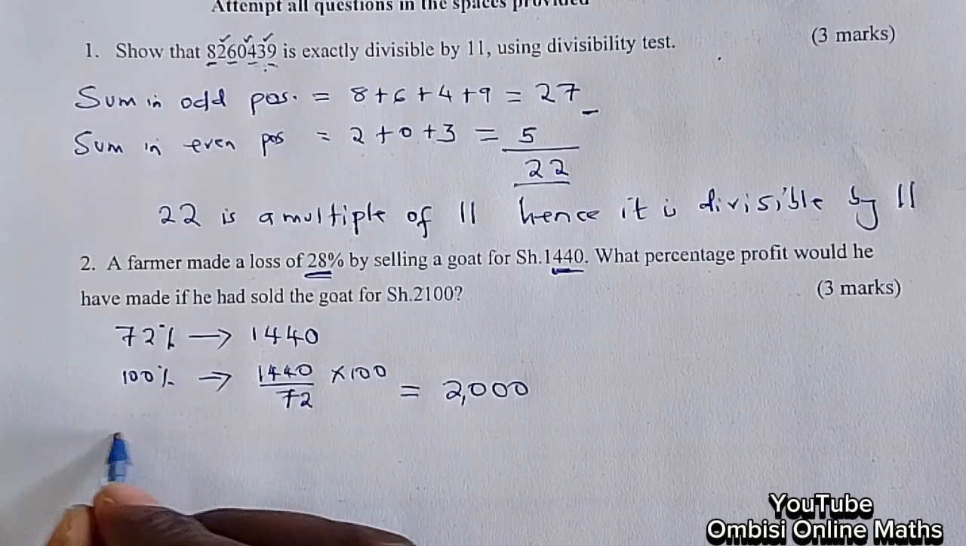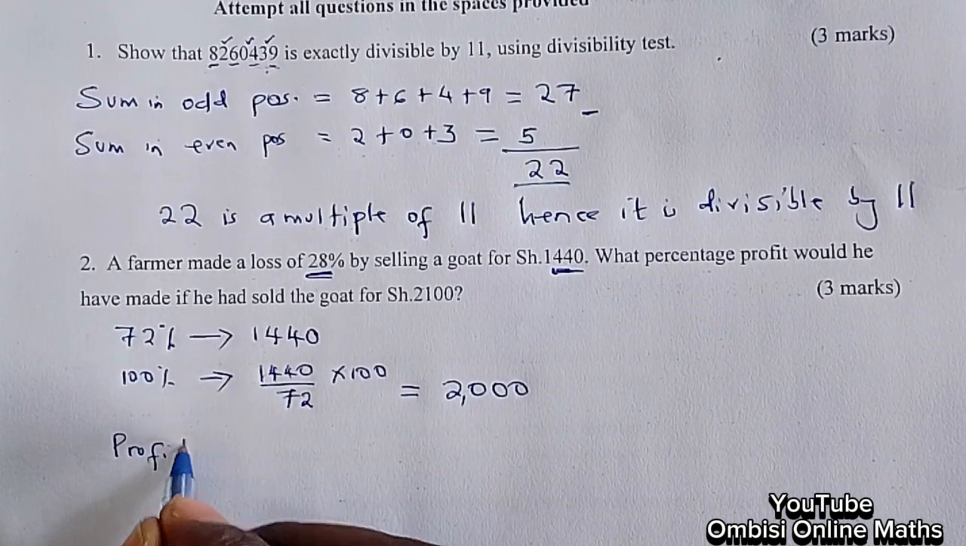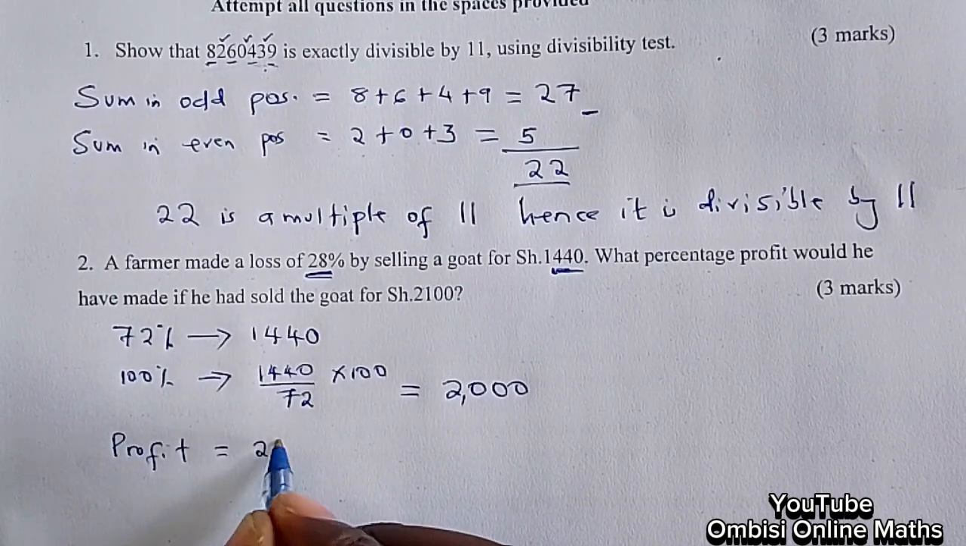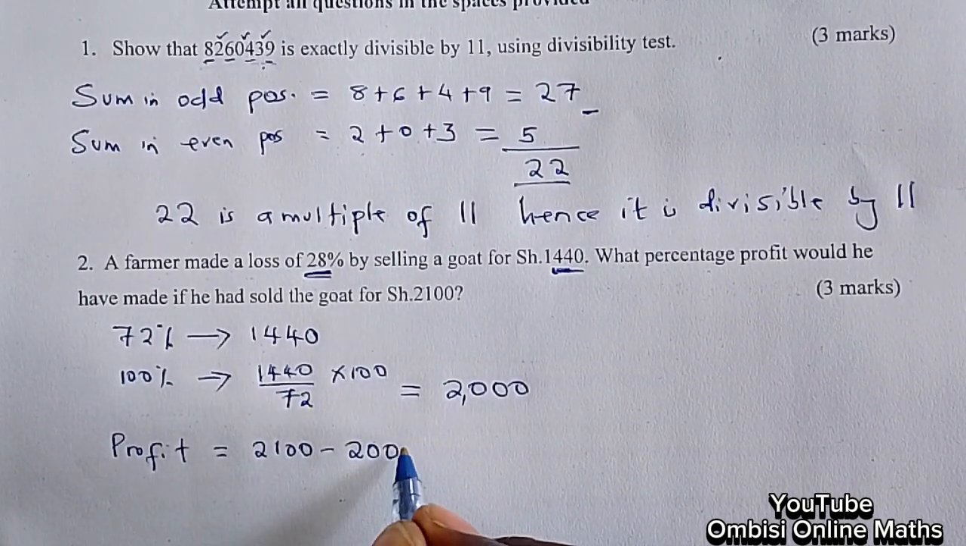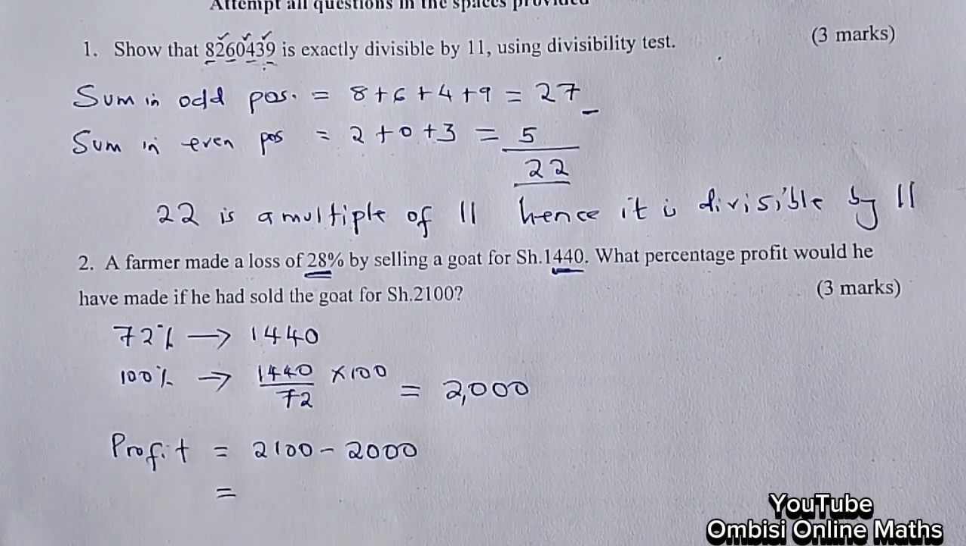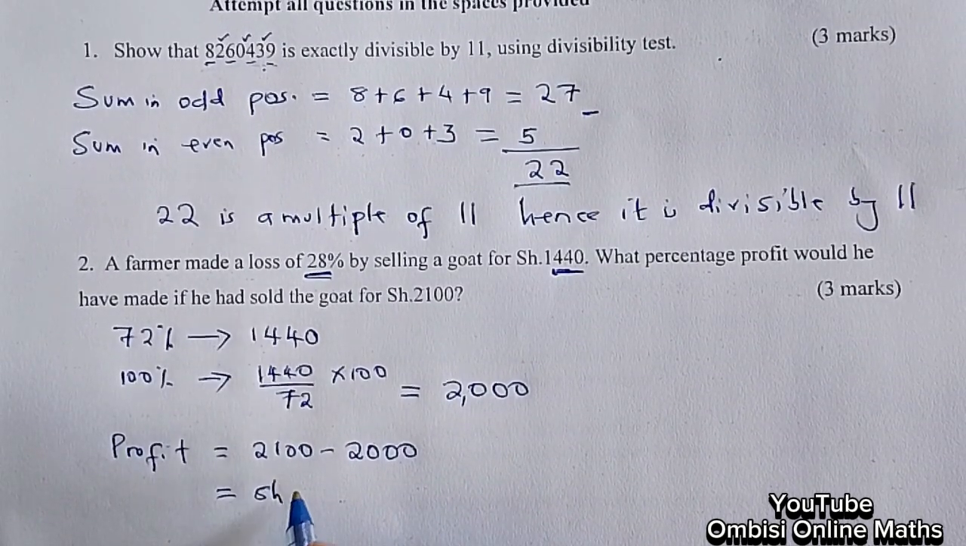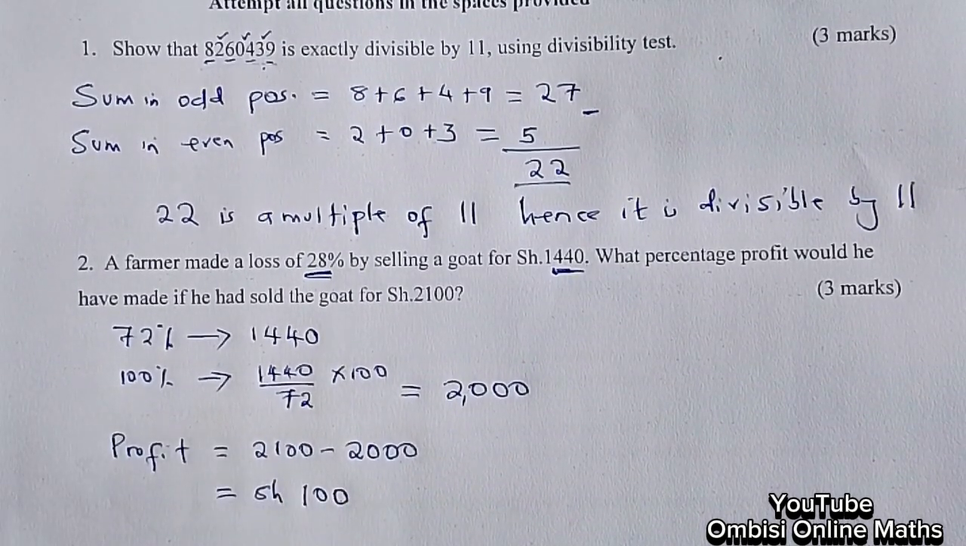So what is the profit that was made? The profit was, he sold it at 2,100 minus 2,000. So this farmer made a profit of 100 shillings.